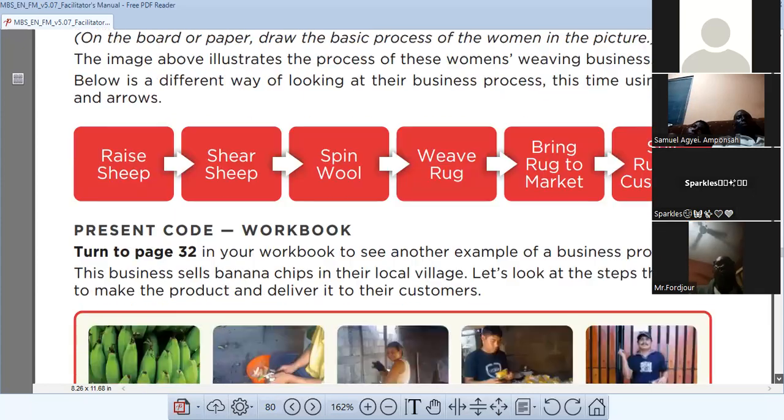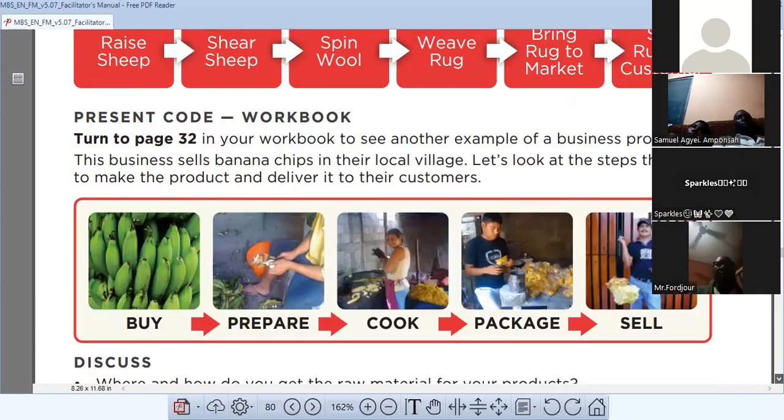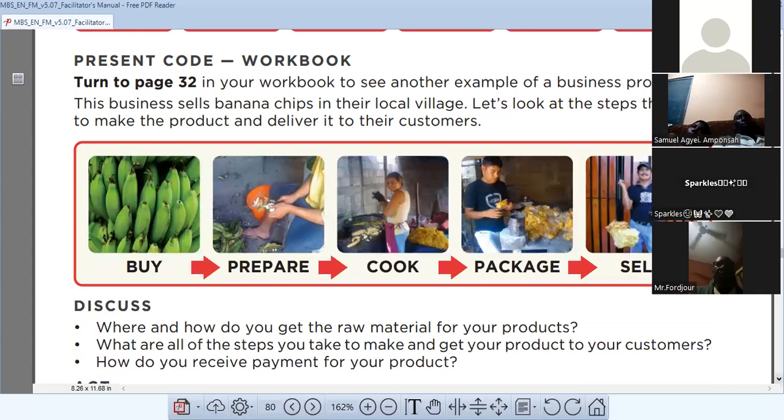Okay, so this is another example of a process. This business person makes fried bananas. The first thing is they buy bananas, and then they prepare those bananas, and the next thing, they cook the bananas, and after cooking them, they package them into small plastics, and after that they price them and sell them. So that's a process.